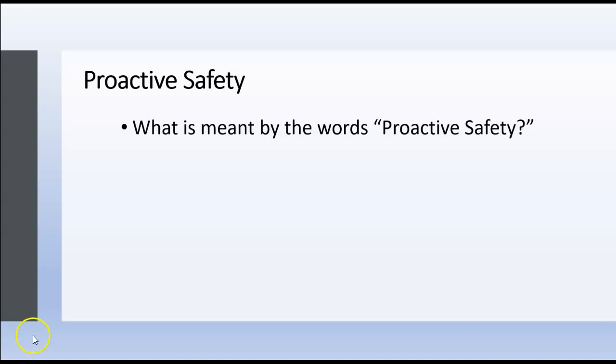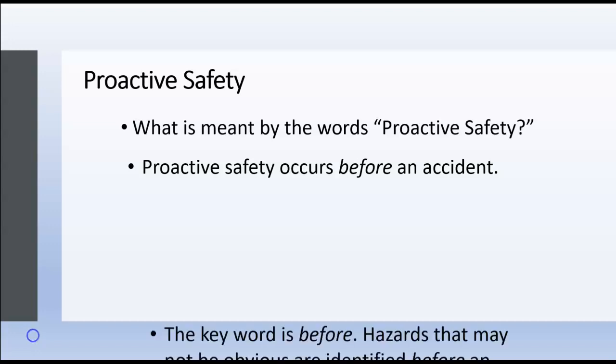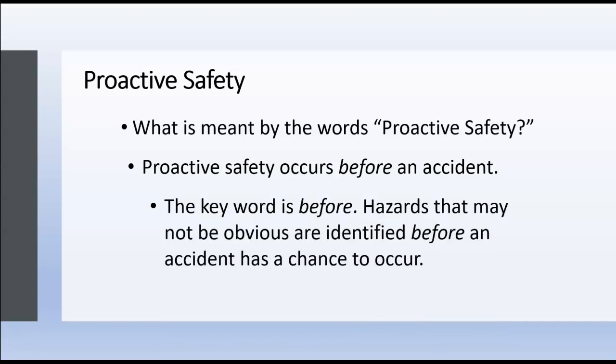So what does proactive safety mean? Proactive safety occurs before an accident has a chance to happen. And the key word is before. Hazards that might not be obvious can be identified before an accident has a chance to happen.